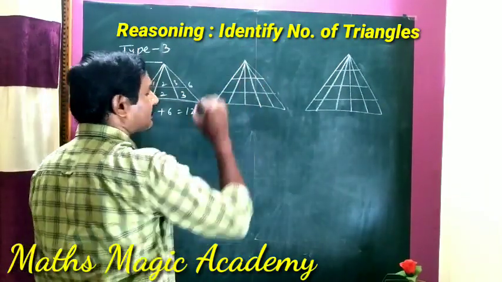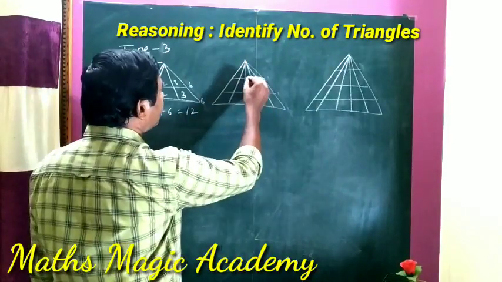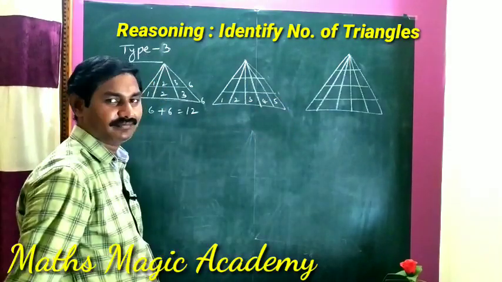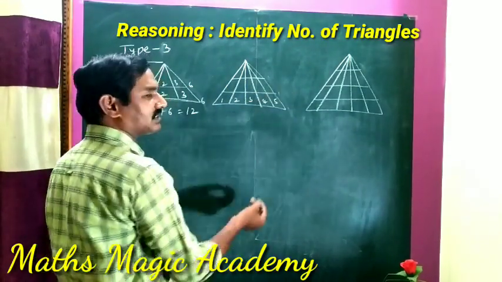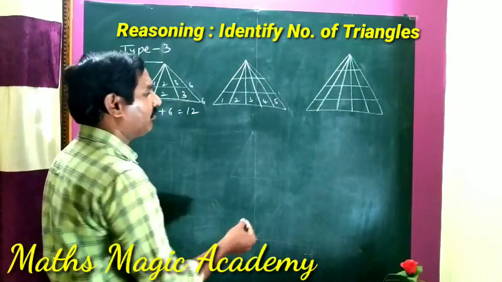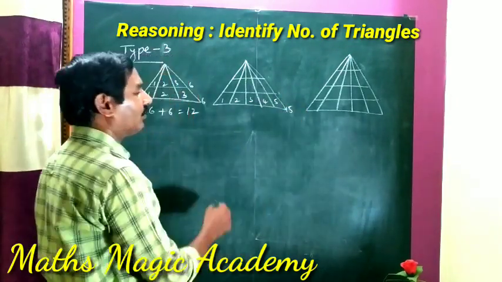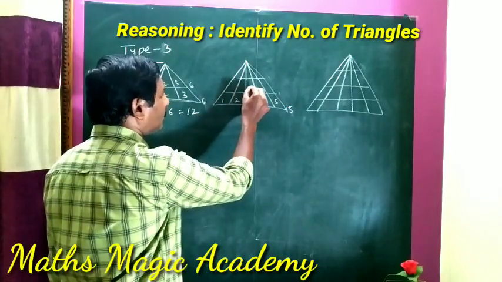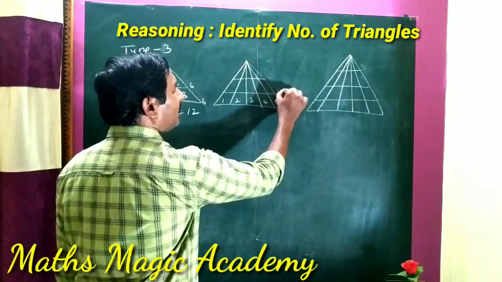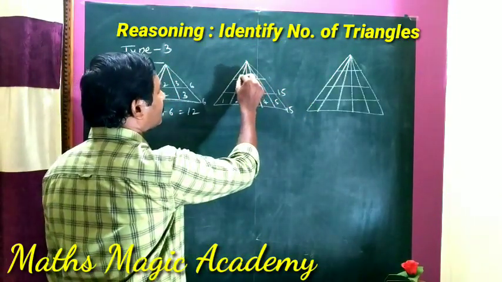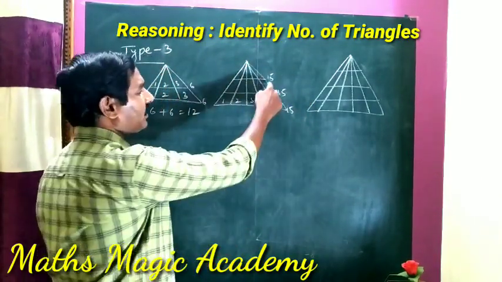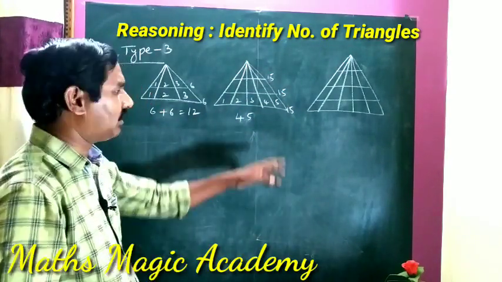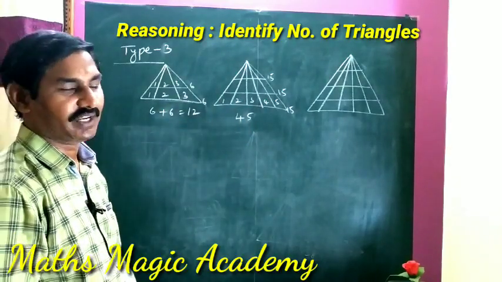Now here in this figure, you can see 1, 2, 3, 4, 5. So very simple, 5 after 6, 5 6s, 30. 30 by 2 is 15. So from this base 15 triangles will be there. Same like this also, here also 1, 2, 3, 4, 5 is there. So it is also 15 triangles. For this base also 15 triangles. So 15, 15, 15, so 15 times 3 is 45. So the total number of triangles from this figure is 45.